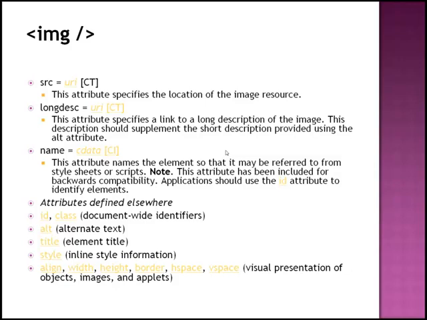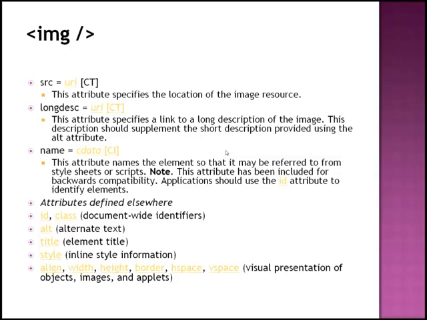the long description is the attribute that specifies a link to a long description of the image. So for example, if you have information about your image, you could put that information whether it's on your website or on the internet. And you can use a shorter description using the alt attribute, which is essentially the alternative text that will be displayed if your image is not found.